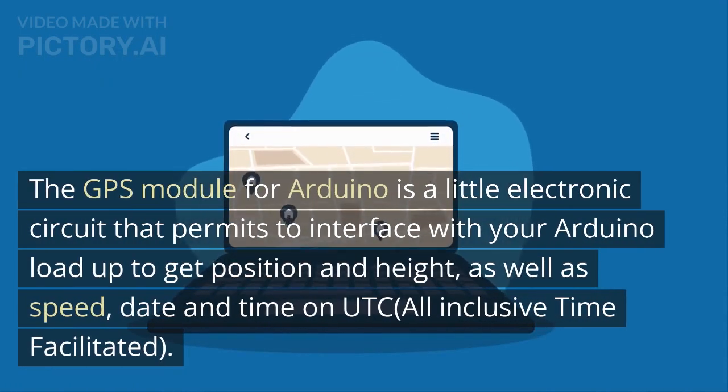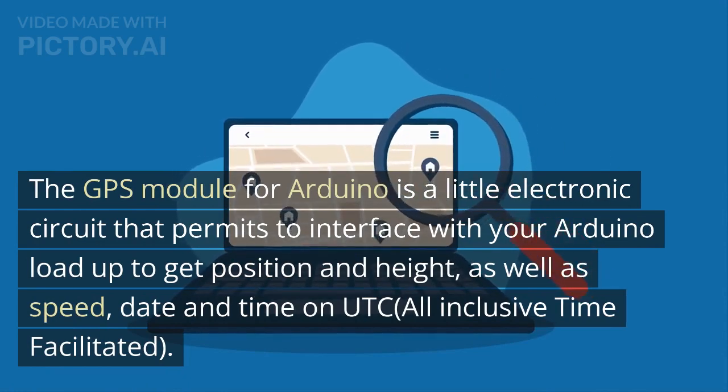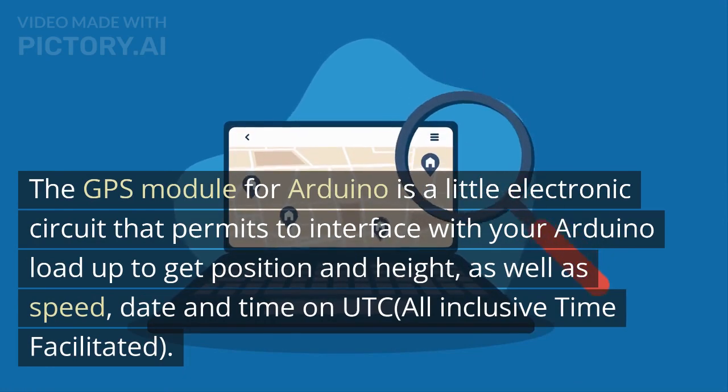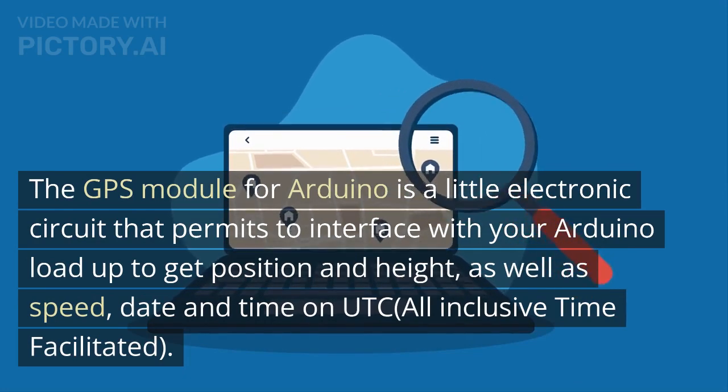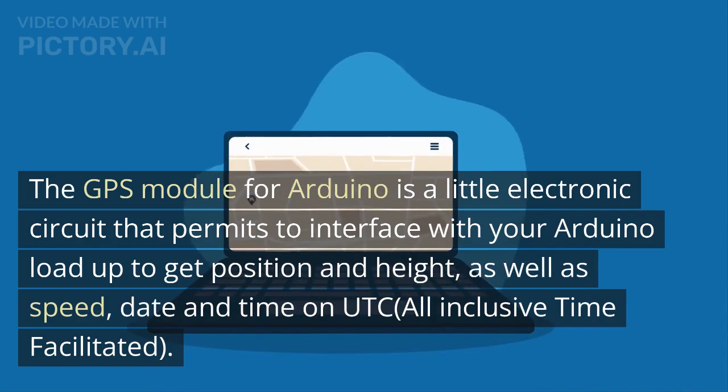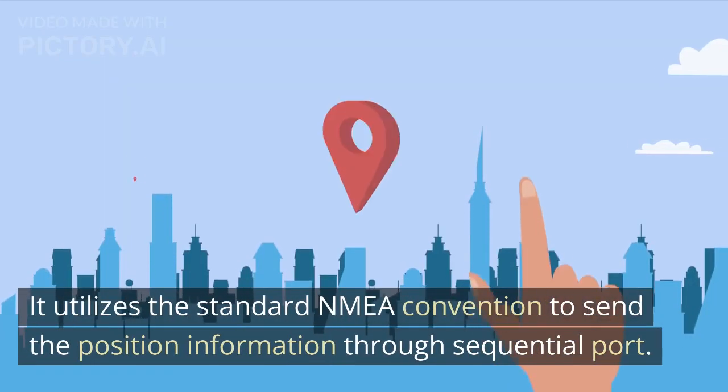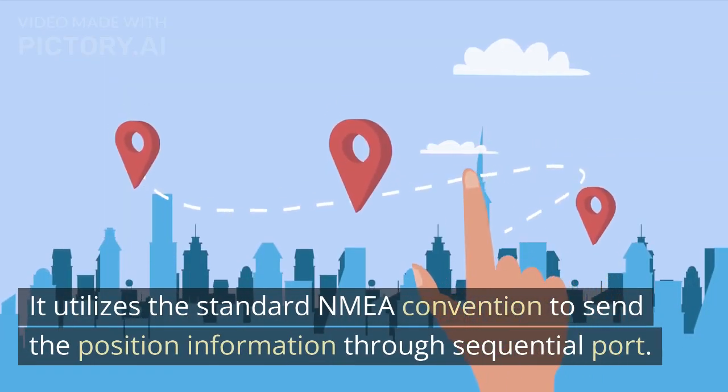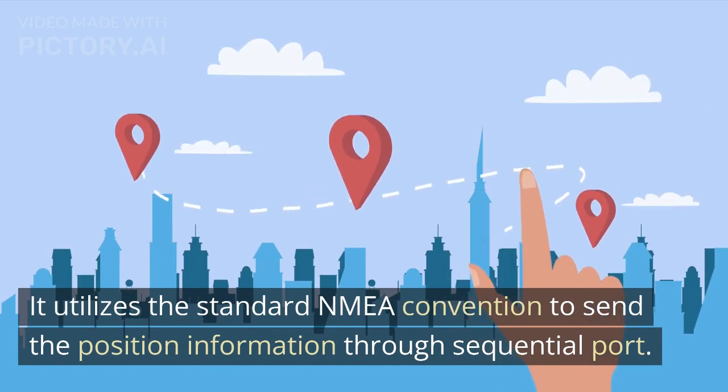5. GPS module. The GPS module for Arduino is a little electronic circuit that permits you to interface with your Arduino board to get position and height, as well as speed, date and time in UTC, Coordinated Universal Time. It utilizes the standard NMEA protocol to send the position information through the serial port.